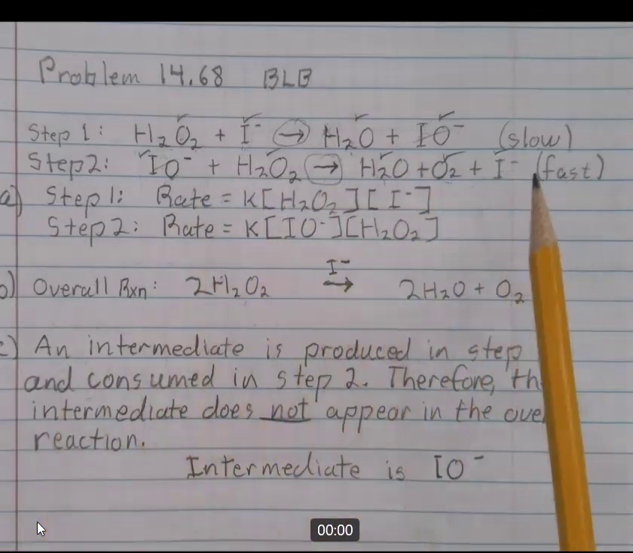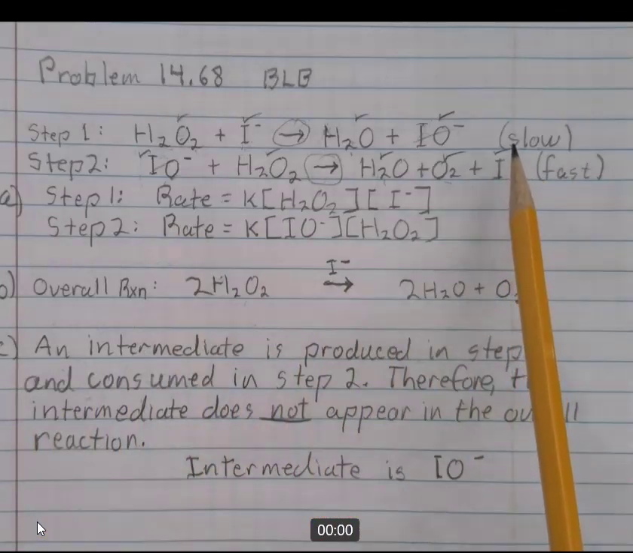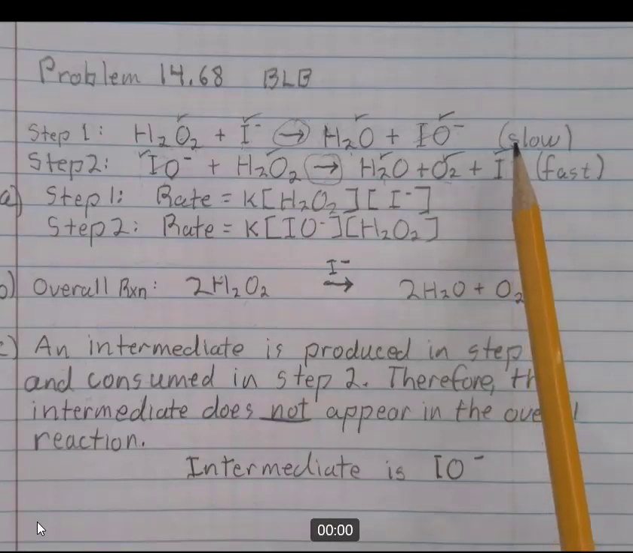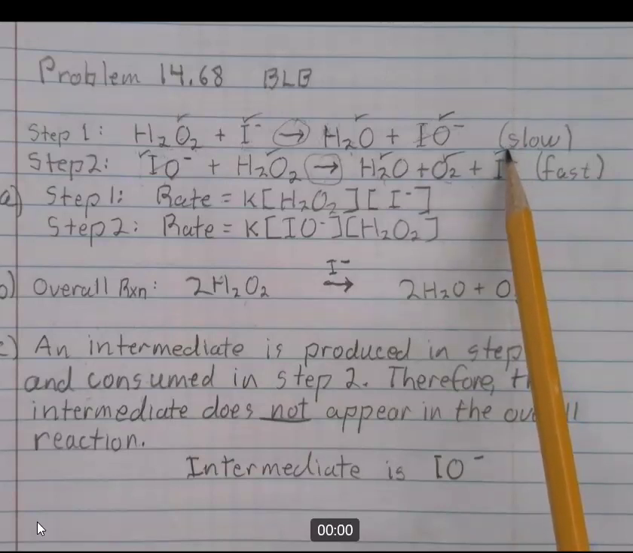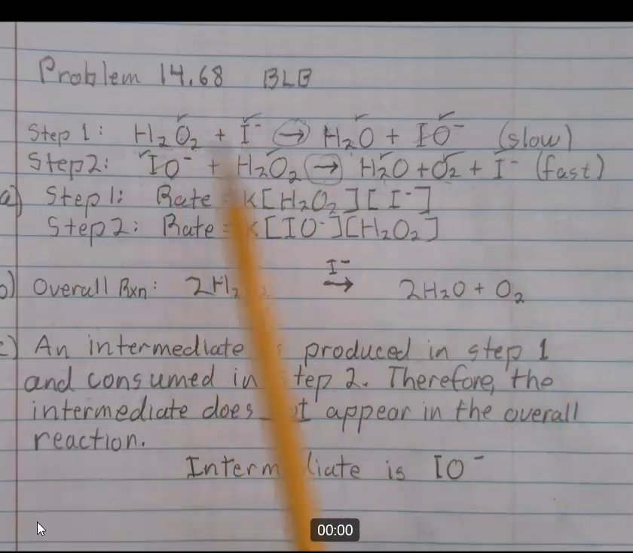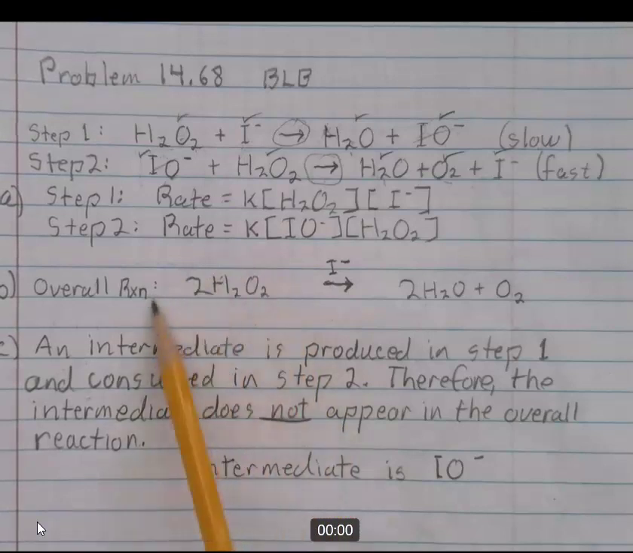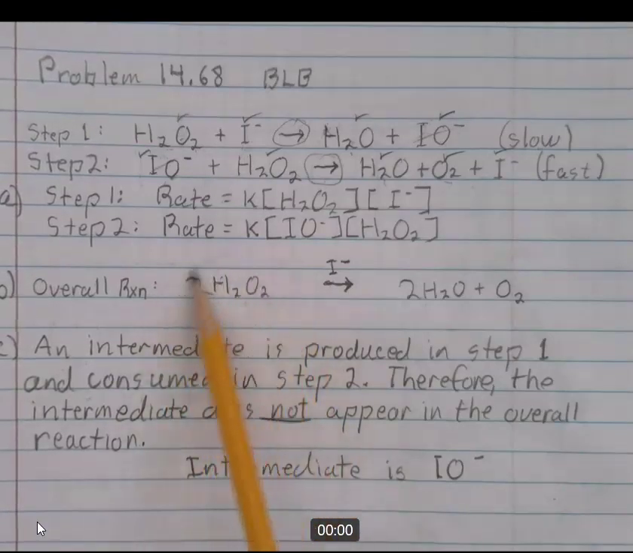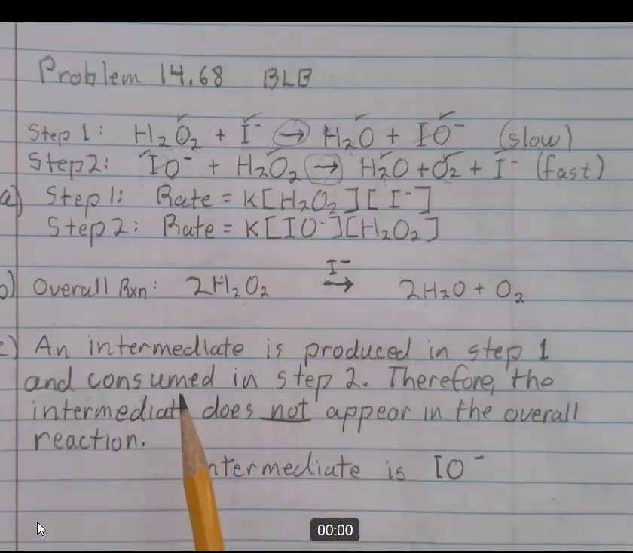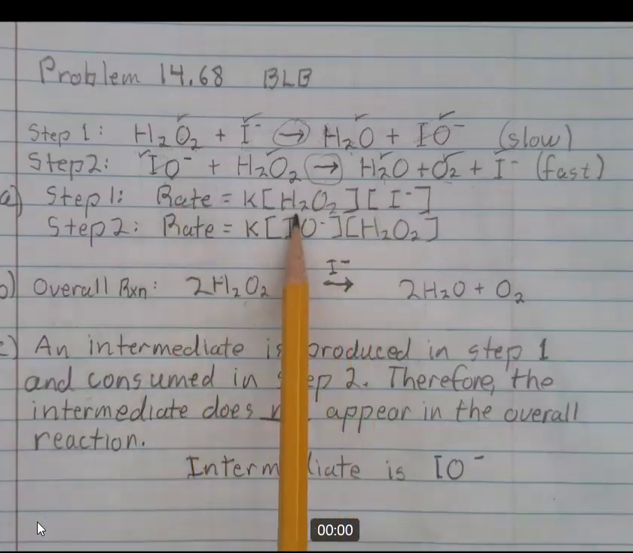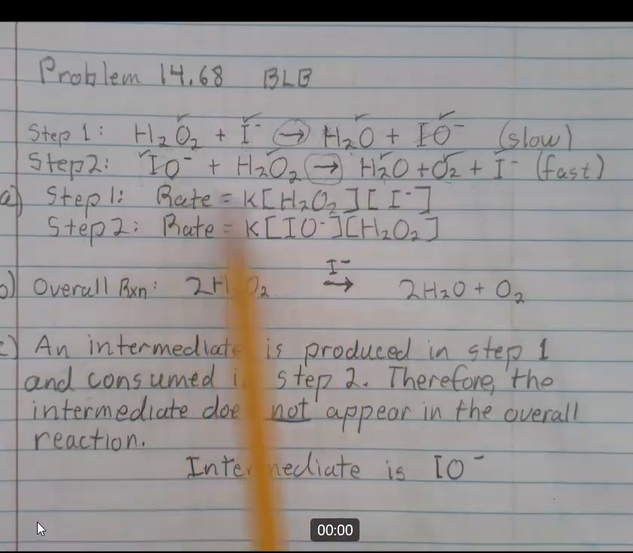So remember, the overall rate law for the overall reaction is going to be the same as the rate law for the slow step, as long as it doesn't have intermediates in it, as long as it only has the actual reactant, which in this case is 2H2O2. So if we look at the rate law for step 1, which is the slow step, it doesn't have the intermediate IO minus in it.